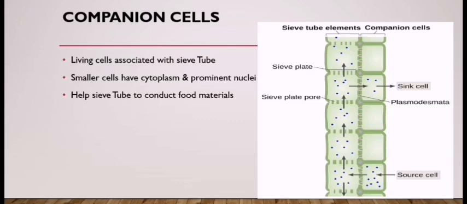So companion cells are smaller cells. They have cytoplasm, they have nuclei, and they help the sieve tube to conduct food materials. Because they help the sieve tube to conduct food materials, the sieve tube is called a living cell, although it does not have a nucleus. So this is the relation between sieve tube and companion cells. Both are associated with each other.